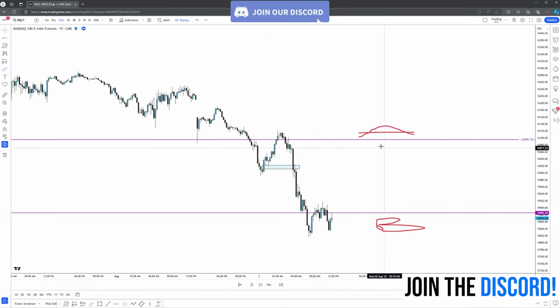But notice how you don't get that midpoint reaccumulation. Sometimes that doesn't happen, sometimes it does. Personally, I like that setup, but the trade-off is that it doesn't always happen. So let's go find another bearish example here.